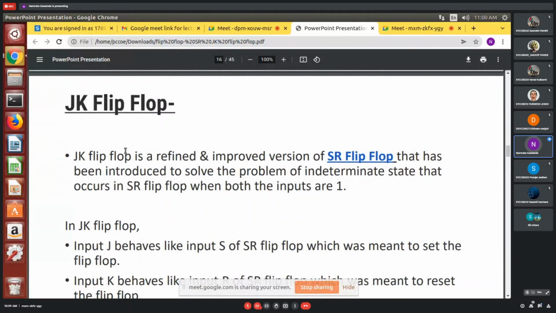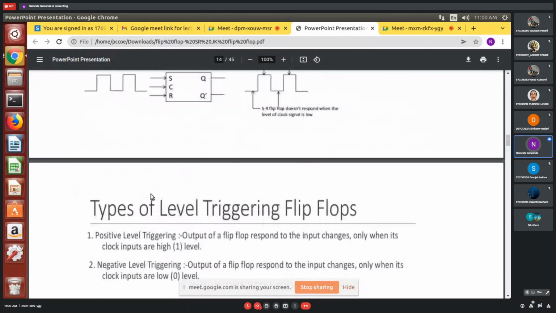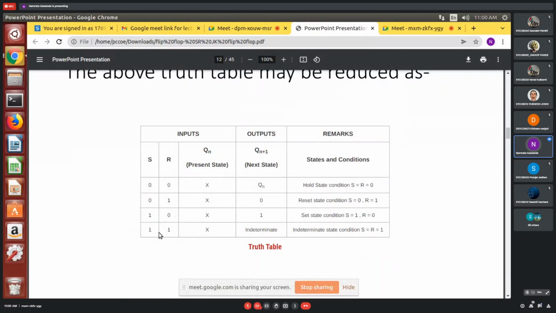Now we'll move towards the JK flip-flop. Just now we have seen the SR flip-flop. In the SR flip-flop, we have seen this particular condition, that is 1, 1. When S is 1 and R is 1, that time we are getting this indeterminate condition, meaning invalid condition, right?